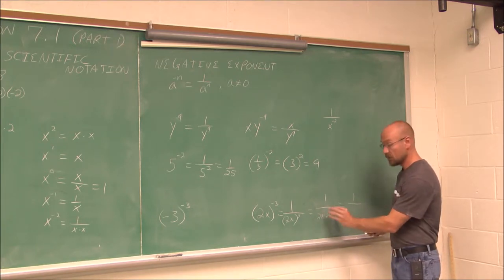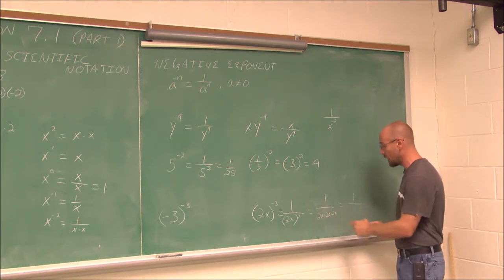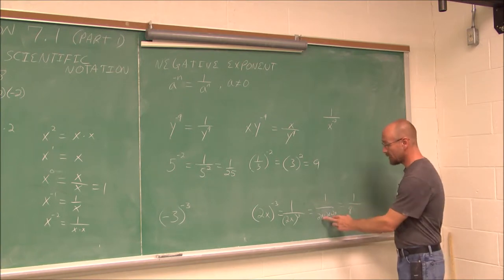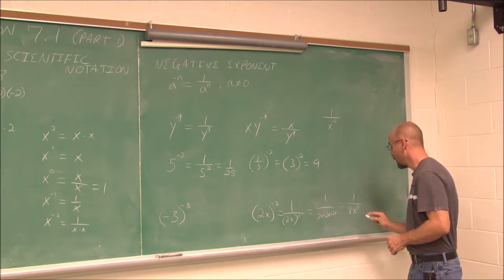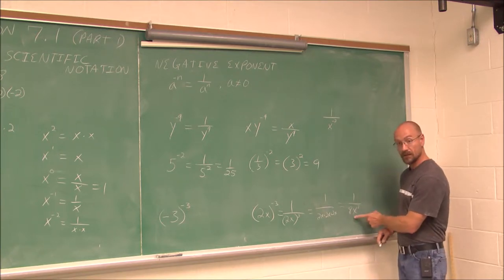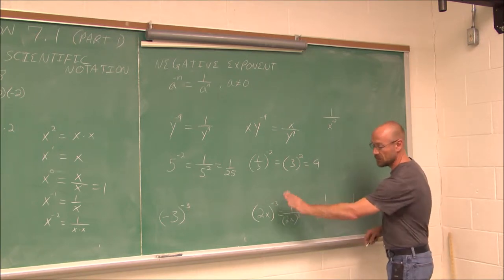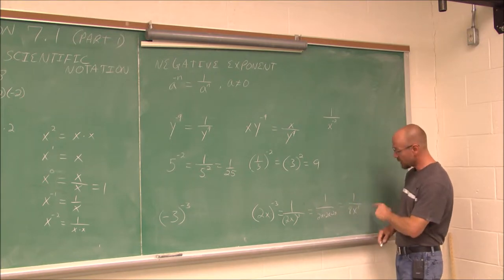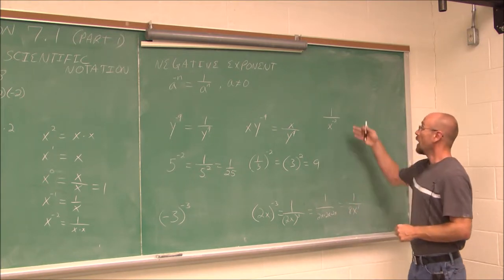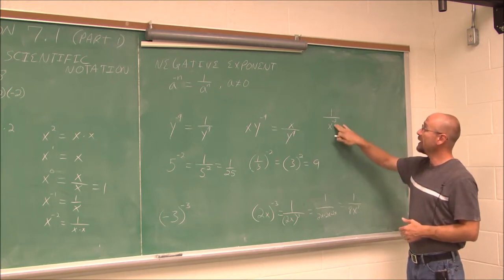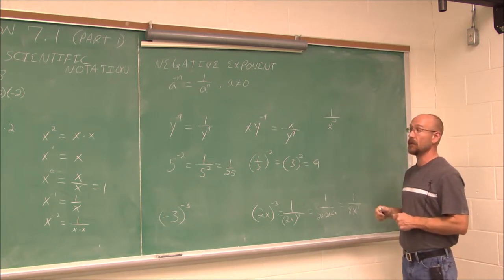I can deal with the numbers separately than the variable. 2 times 2 times 2 is 8. And x times x times x is 3 factors of x. I get 8x cubed in the denominator. That's what that negative said. Bring it to a denominator. Bring it under a fraction bar. 1 over 8x cubed. All right, what if we have a negative exponent already in the denominator?